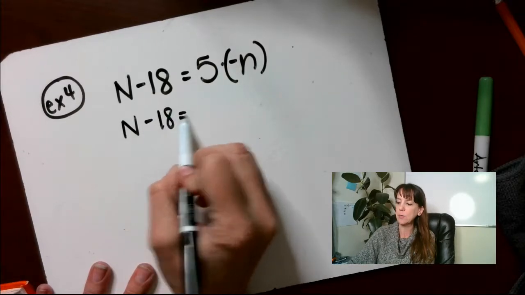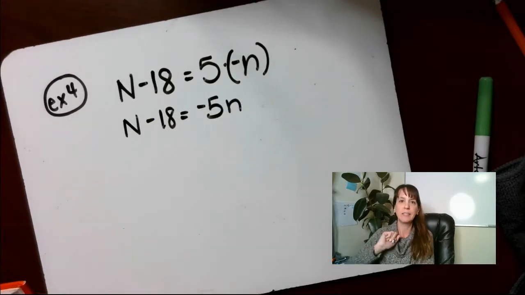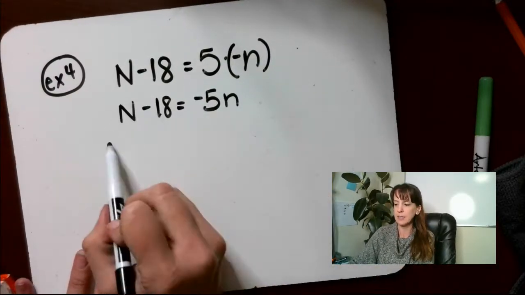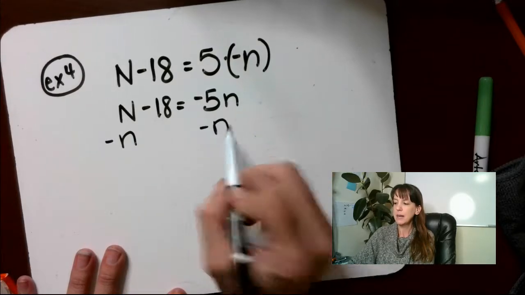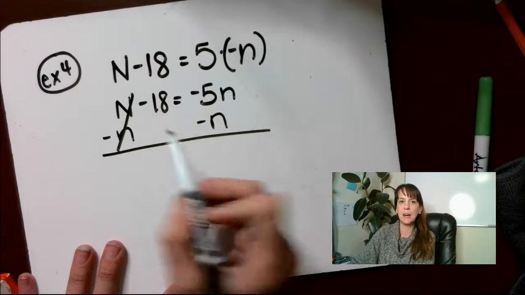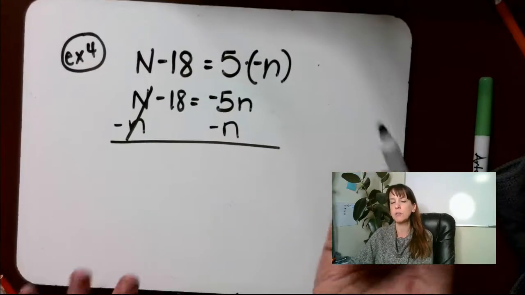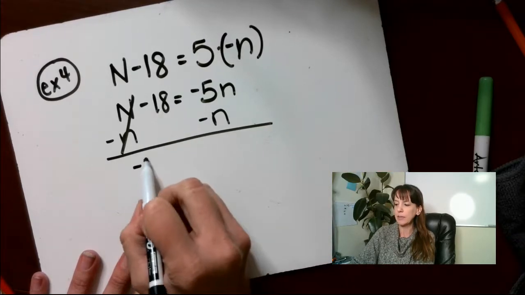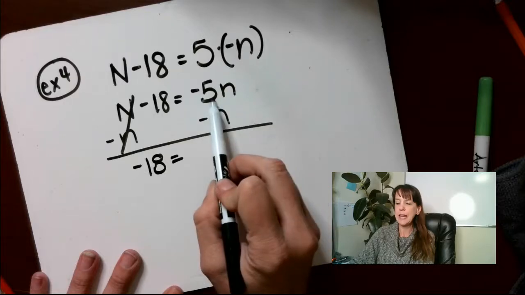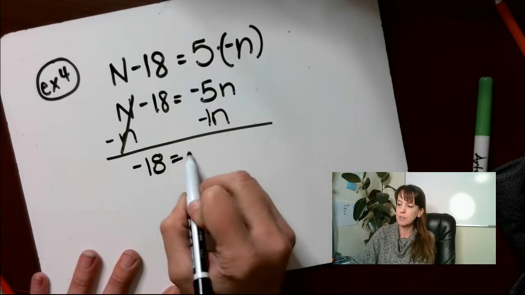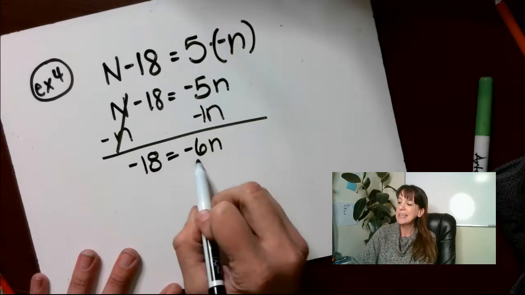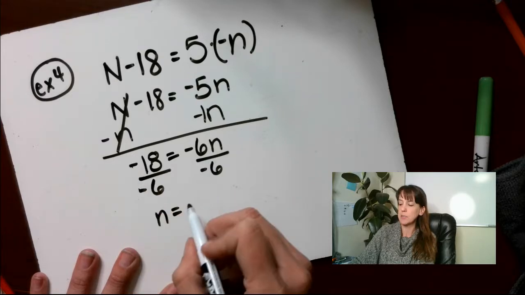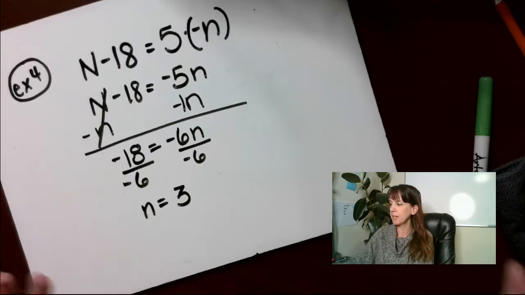n minus 18 equals negative 5n. Good. I'm going to move my variables over to the other side because I think it's a little bit easier. Minus n, minus n. These guys cancel out. And how I am writing this right now is how you really need to be writing it on your homework and on your tests. This negative 18 we bring down, equals negative 5n minus n, and there's a 1 in front here, right? So negative 6n. Divide both sides by negative 6. n equals, negative divided by negative is a positive, n equals 3.